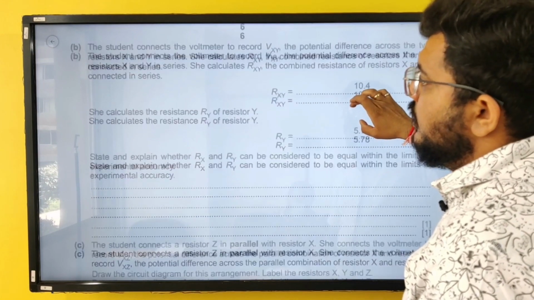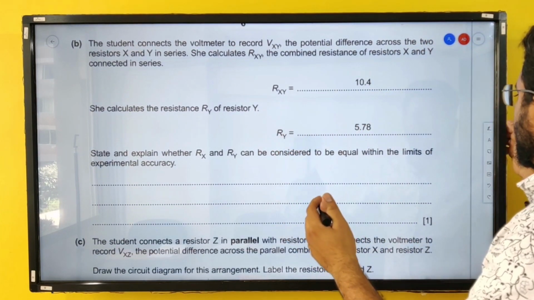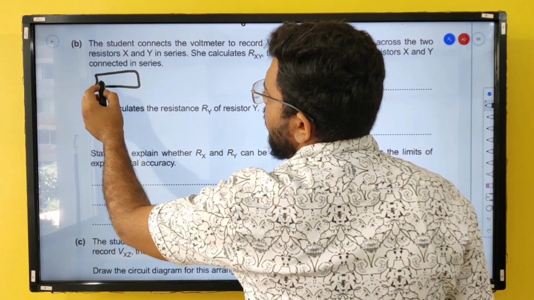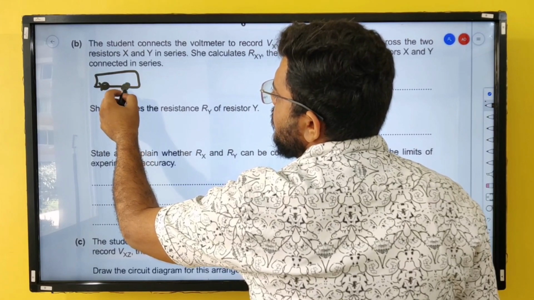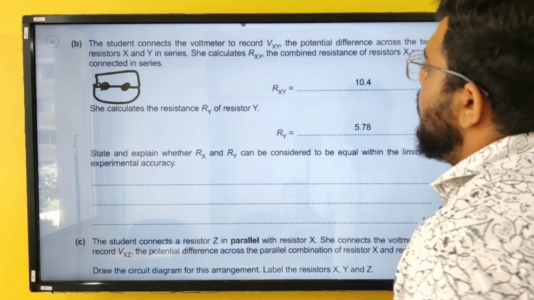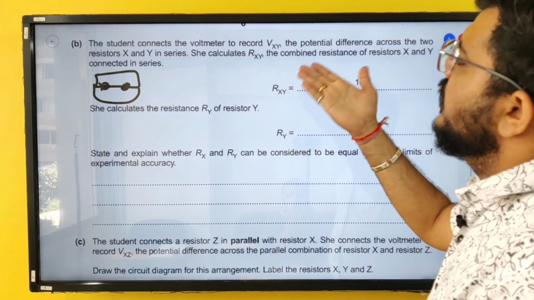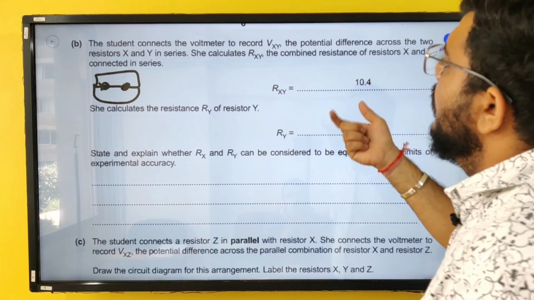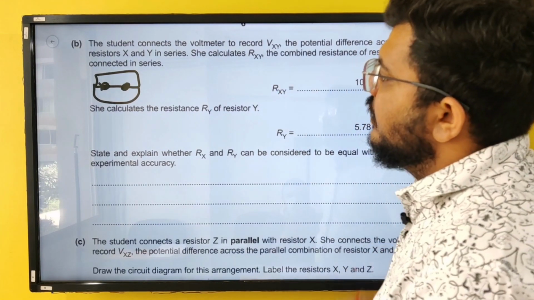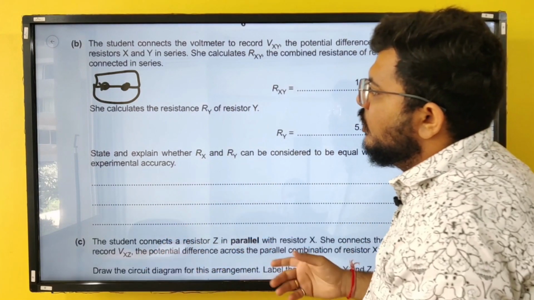The student connects the voltmeter to record Vxy, right? So I'll just draw a rough arrangement. So what he does is, he had some arrangement like this, okay? There were 2 resistors here. So he measured the voltage across both of them, right? The potential difference across the 2 resistors, she calculates Rxy, the combined resistance of resistors X and Y connected in series is given.